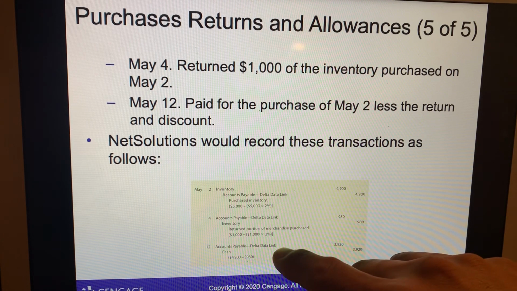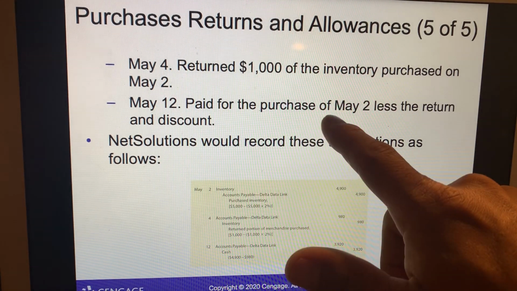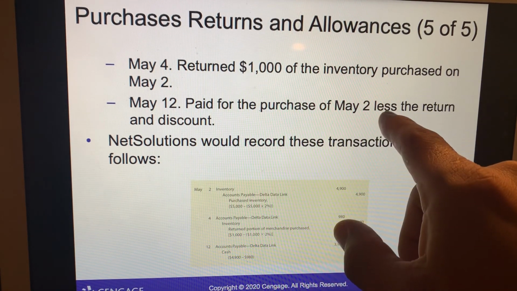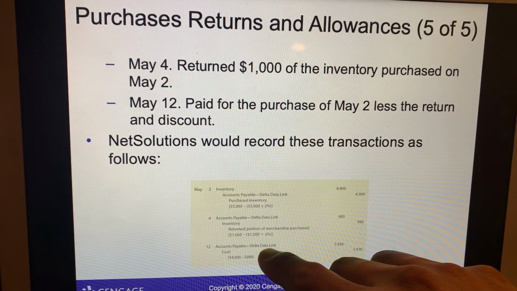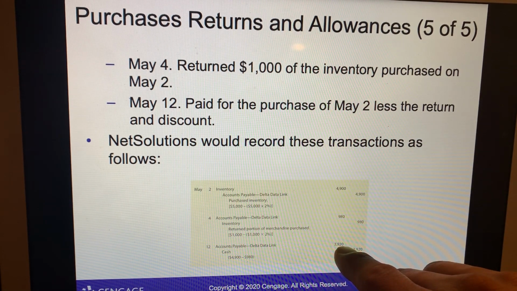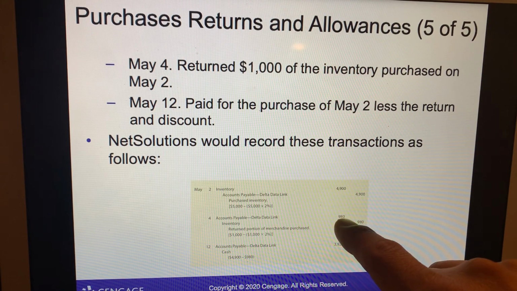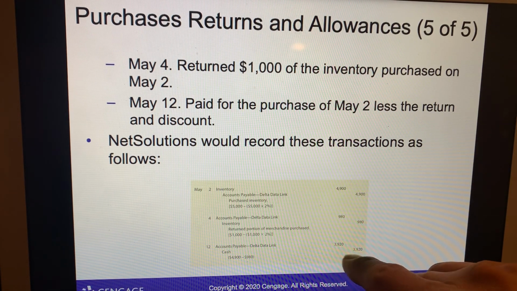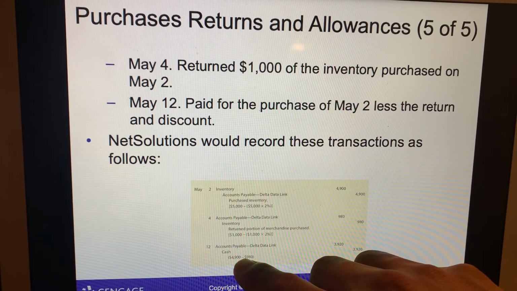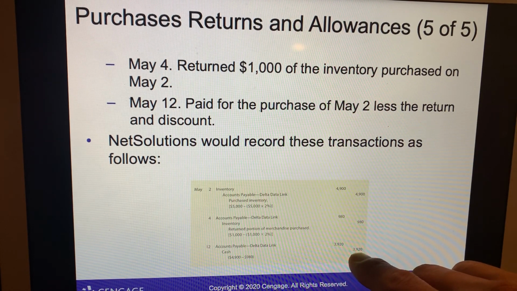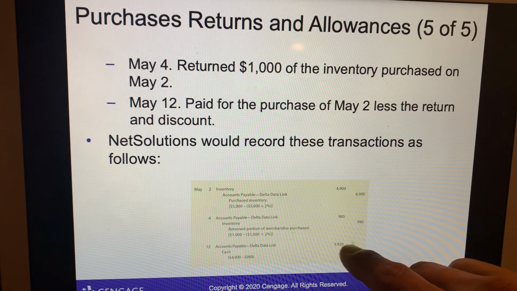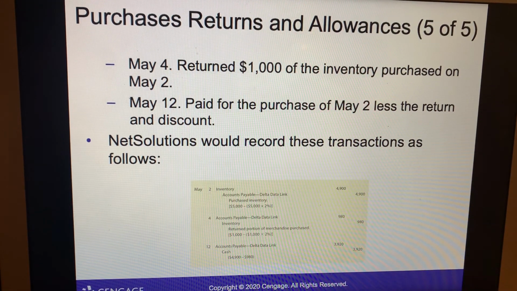Then from there, we decided to pay, 2% less the return discount. So we paid our accounts payable $3,920. If you take $4,900 and subtract the $980, you should get $3,920, which is right here. It shows right here, and then our cash will be deducted for $3,920 as well. Again, we paid this within the 10 days. That's why we get the discount.